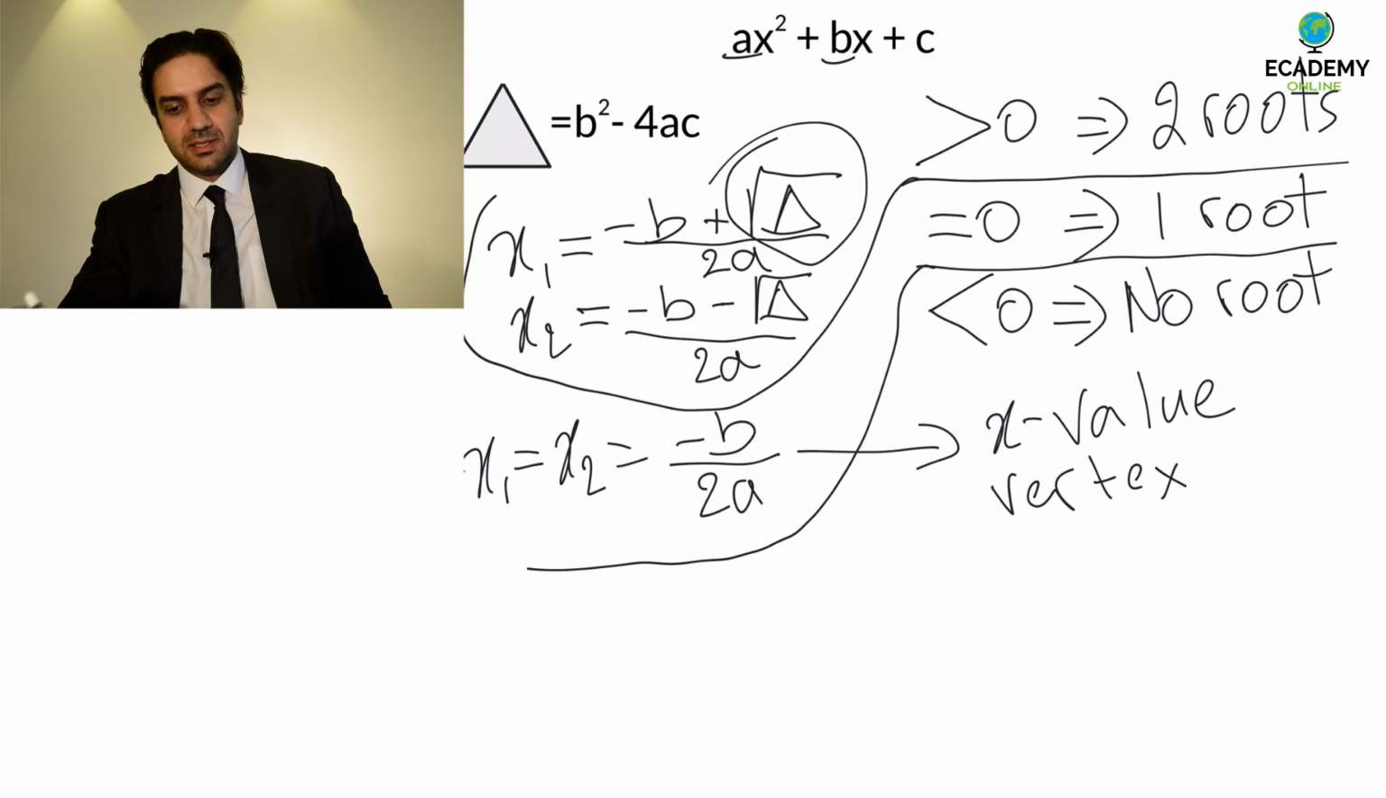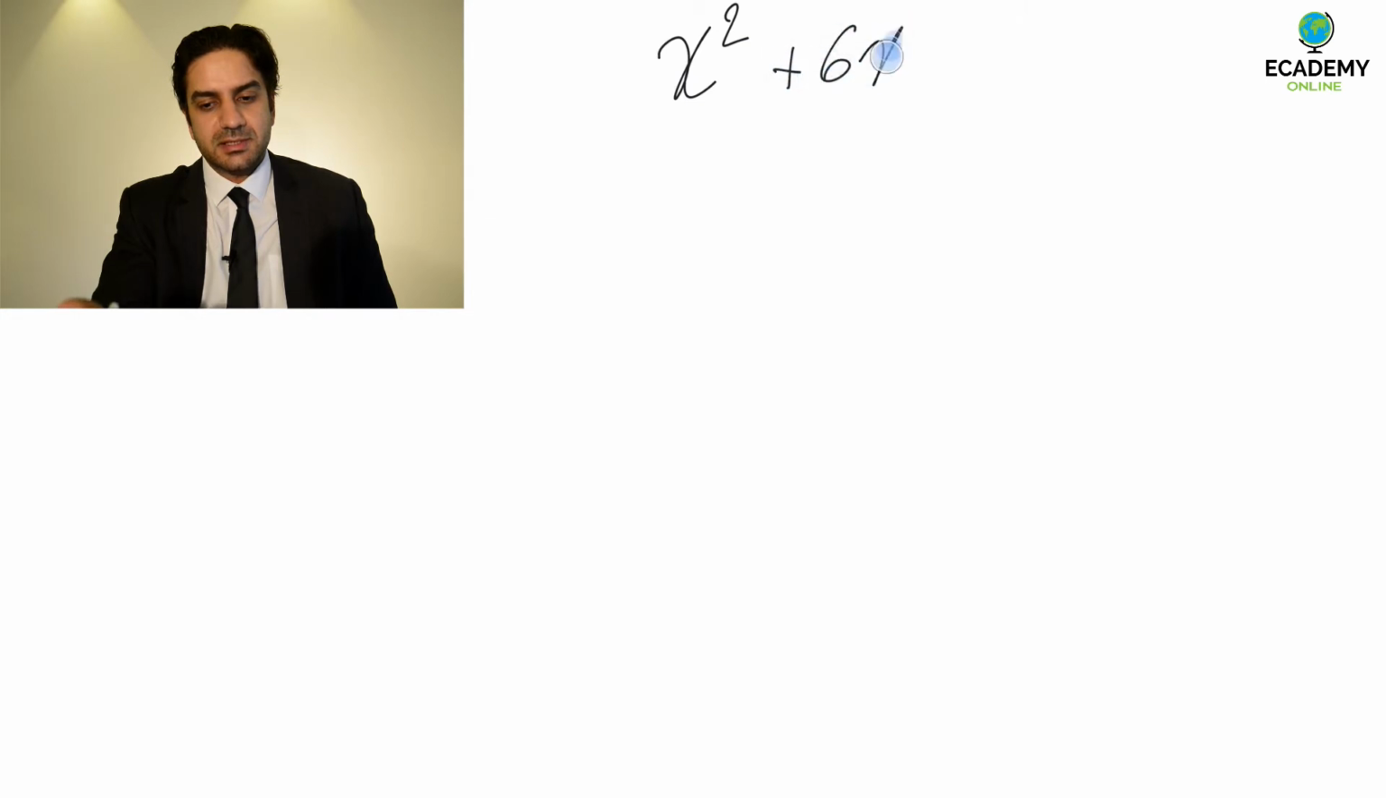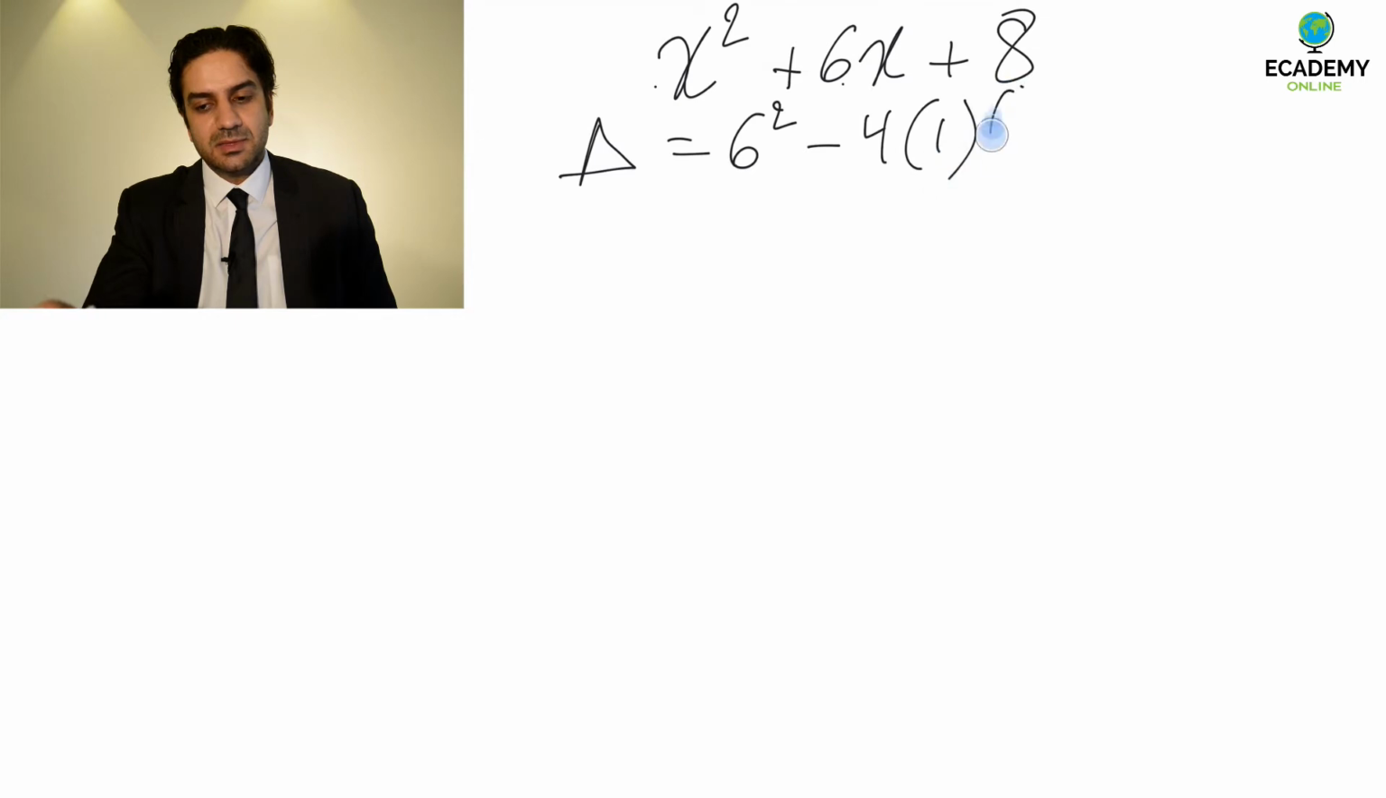Let's try an approach. If I had, again, the same function that I used earlier, say x squared plus 6x plus 8, my a is 1, my b is 6, and my c is 8. Delta, in this case, or the discriminant, would be b squared, or 6 squared, minus 4 times a times c. This is equal to 36 minus 32, which is equal to 4.